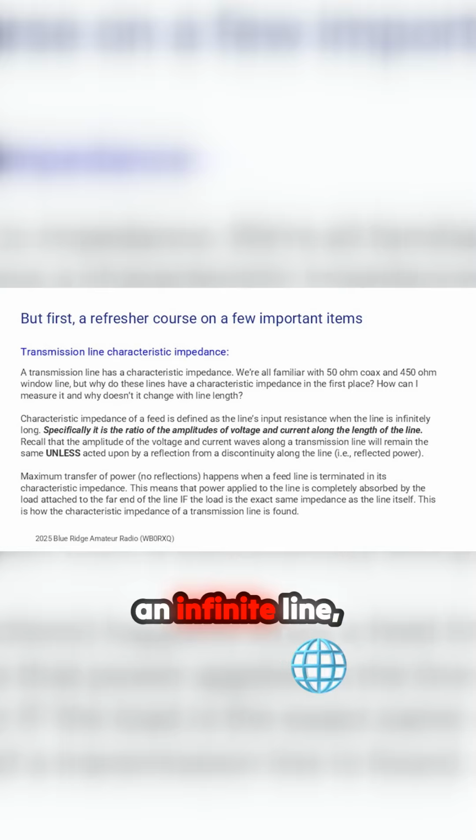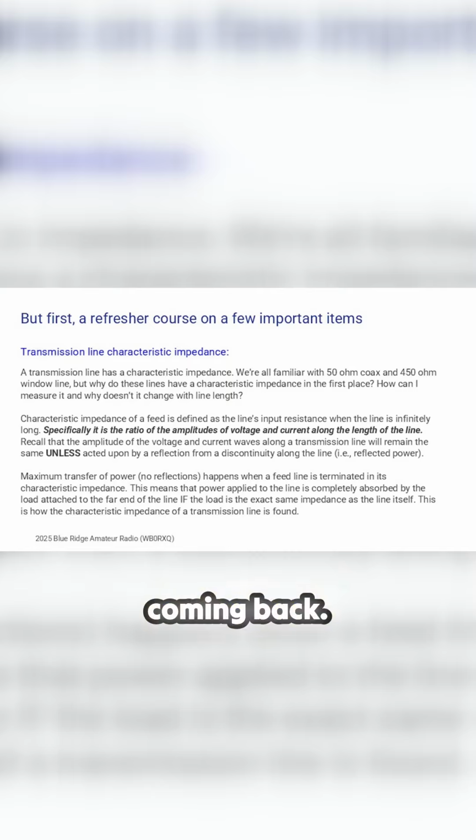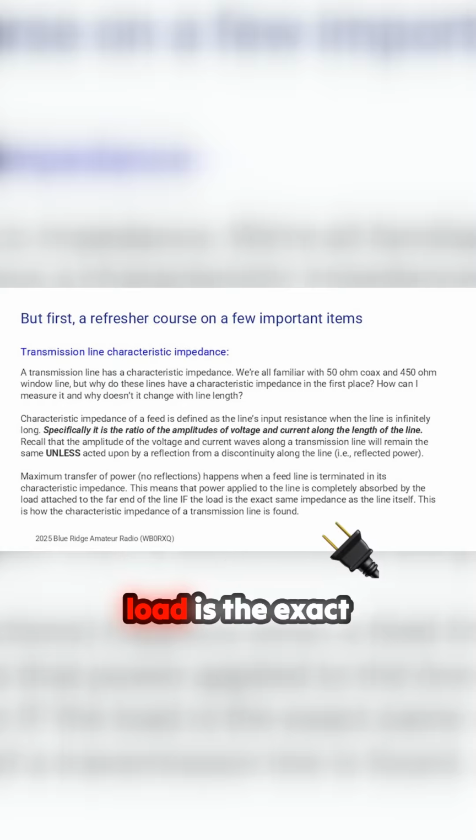If you measure an infinite line, it's going to measure whatever the characteristic impedance is, because with an infinite line, you have nothing at the end. So you have no reflections coming back. Maximum power transfer, no reflections, happens when a feed line is terminated in its characteristic impedance. This means that power applied to the line is completely absorbed by the load attached to the far end of the line if the load is the exact same impedance of the line itself.